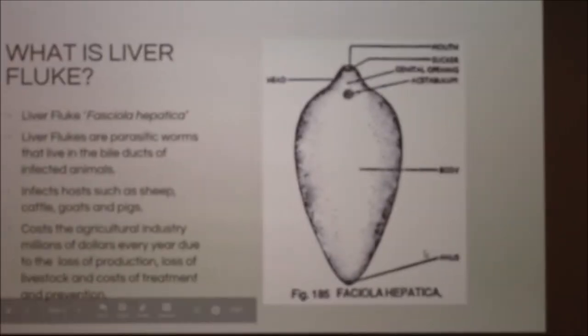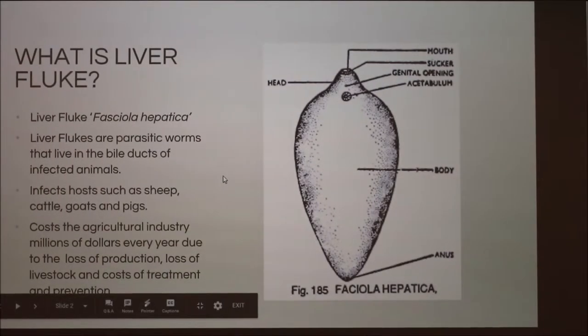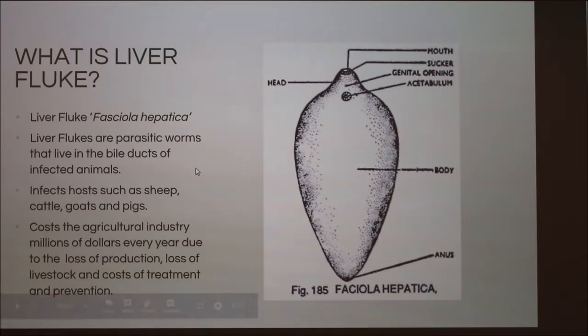Today I'm going to talk about liver fluke. Liver fluke, Fasciola hepatica, are parasitic worms that live in the bile ducts of infected animals. They infect hosts such as sheep, cattle, goats and pigs. Every year the liver fluke costs the agricultural industry millions of dollars due to loss of production, loss of livestock and the cost of treatment and prevention.